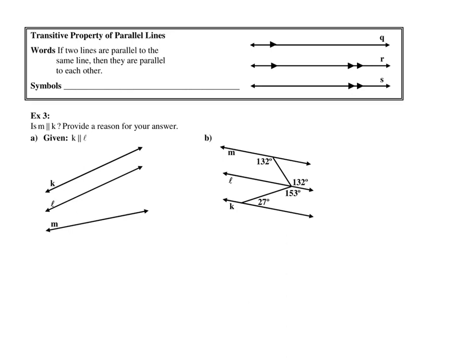All right. Here we have the transitive property of parallel lines. If Q is parallel to R and R is parallel to S, then Q is parallel to S. All right, so for example 3, is M parallel to K? Provide a reason for your answer.